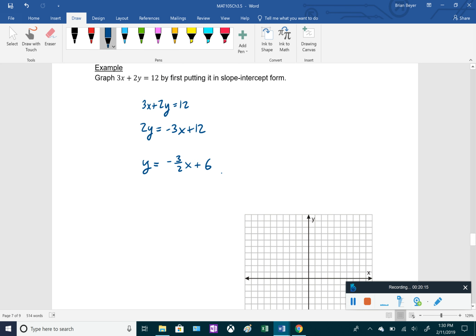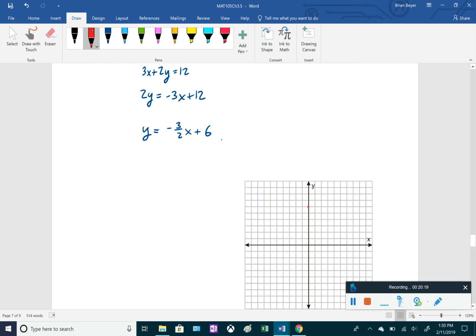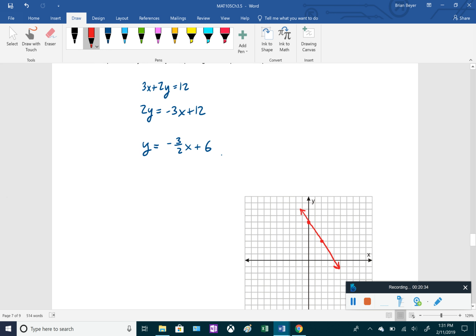We have the y-intercept. We have the slope. So 6 is right up here. Slope of negative 3 over 2, we go down 3 to the right 2. So there's our 2 points. Connect them. Create a line. And I'm going to label it with the original, 3x plus 2y equals 12. So that was easy enough.